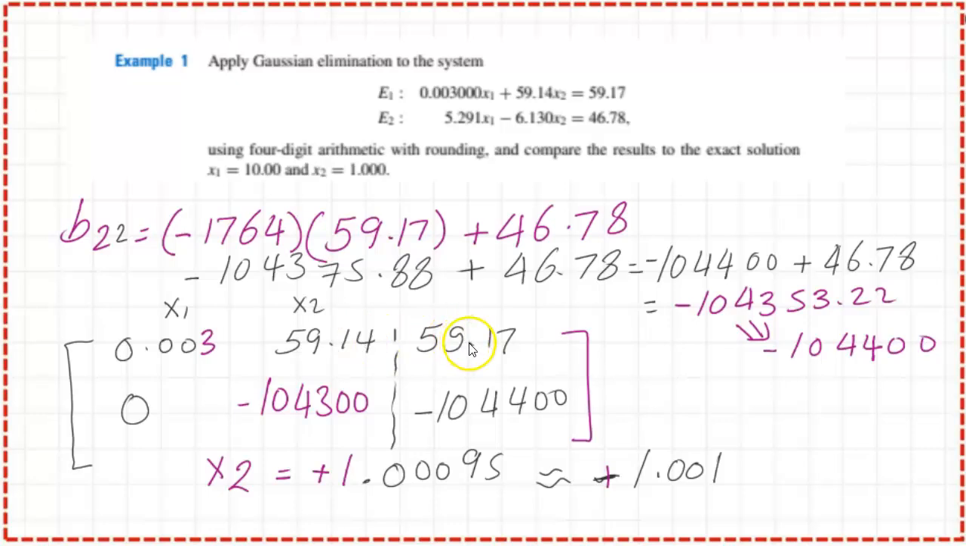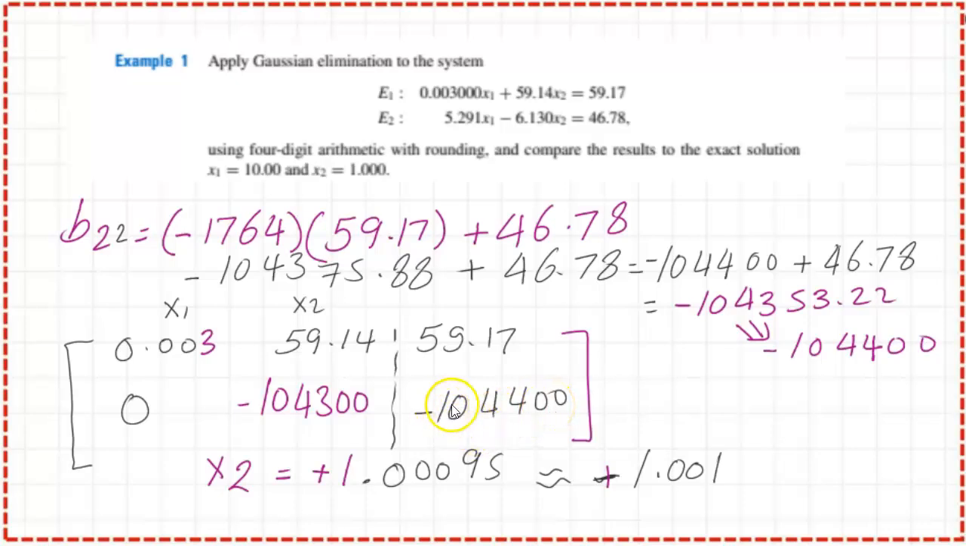We are going to write the augmented matrix. For R1, there is no change for the first row. So this is again 0.003, followed by 59.14, and again 59.17. This is rounded to 0, and this is the new value of A22, which is minus 104300, and this is the new value of B22, minus 104400. This will be multiplied by x2 equal to minus 104400.